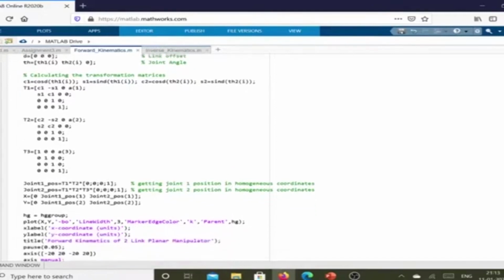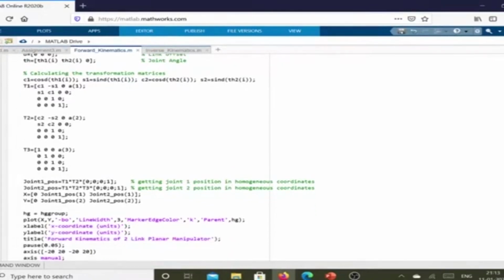Now calculating the transformation matrices. So these are the three transformation matrices. The first one is T1. So it is cos, minus sine, sine, cos, and 0, 0, 0. The second one is cos 2, minus sine 2, A2. And the third one is 1, 0, 0, A3. So these are the transformation matrices that we are writing. Now, what is the position of joint number 1?